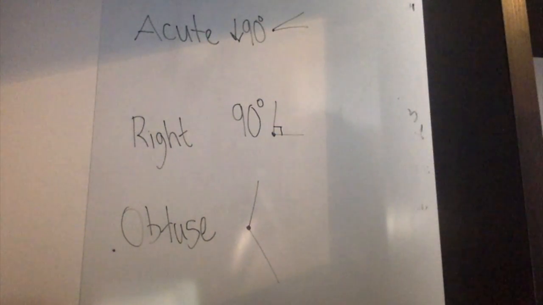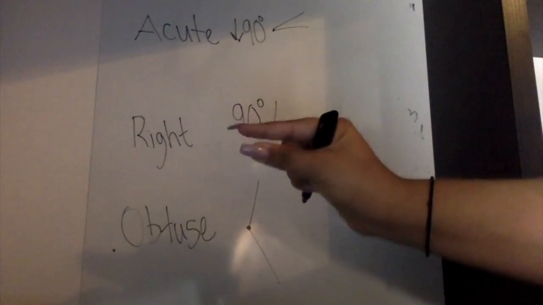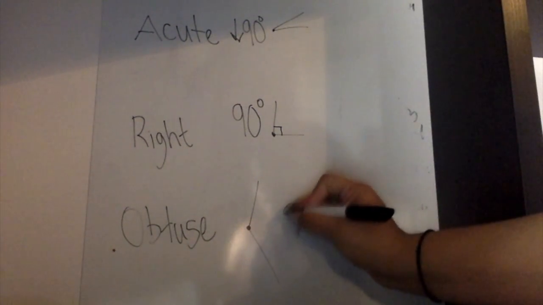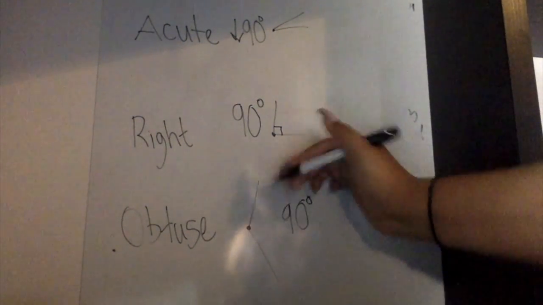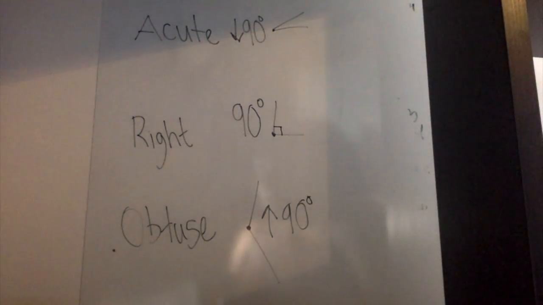Now our obtuse angle is so big, it's bigger than our acute angle, it's bigger than our right angle, so that means it must be greater than 90 degrees because it's such an obtuse angle.